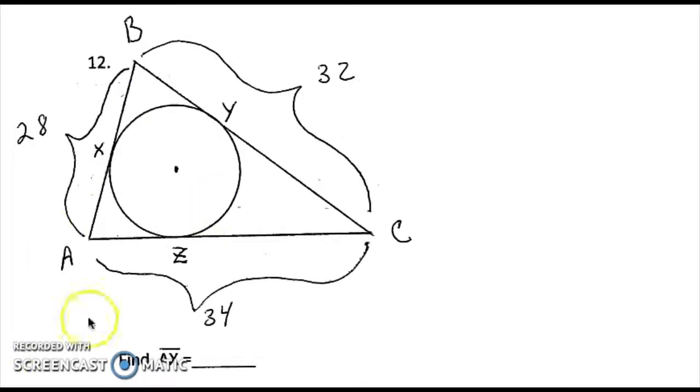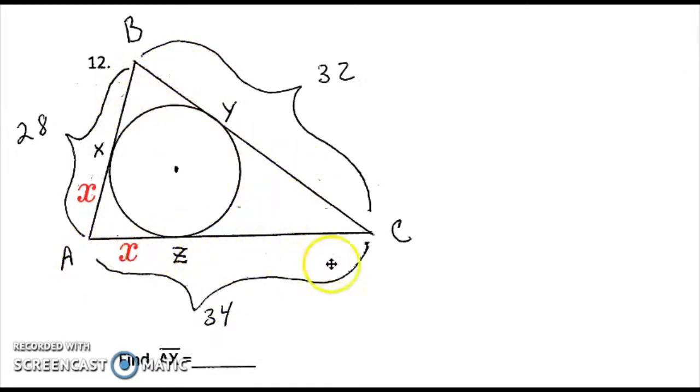All right, this one we were looking for AX, which is from here to here. We do not know that, so let's put in a variable. So let's put in X. Okay, now we know if these two are tangent lines, then this here is also X. So these two are the same, these two are the same, and these two are the same.